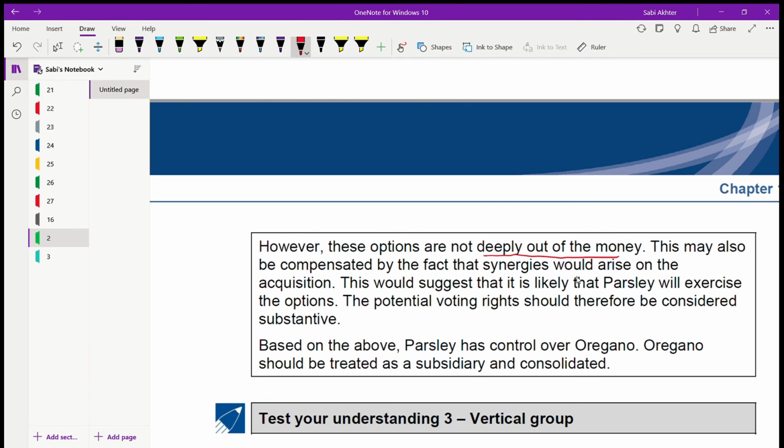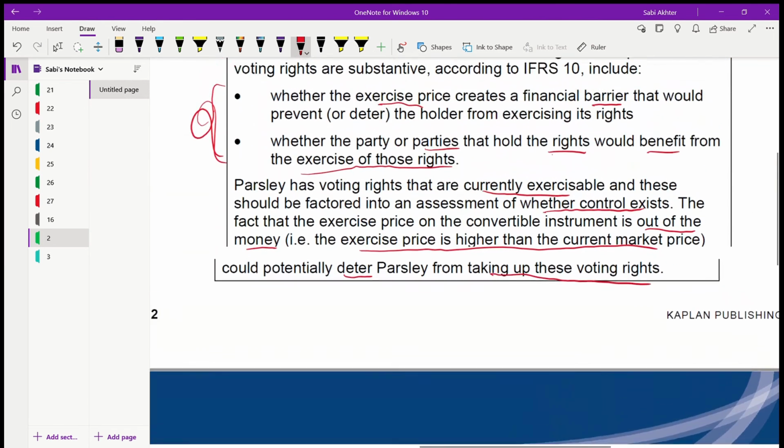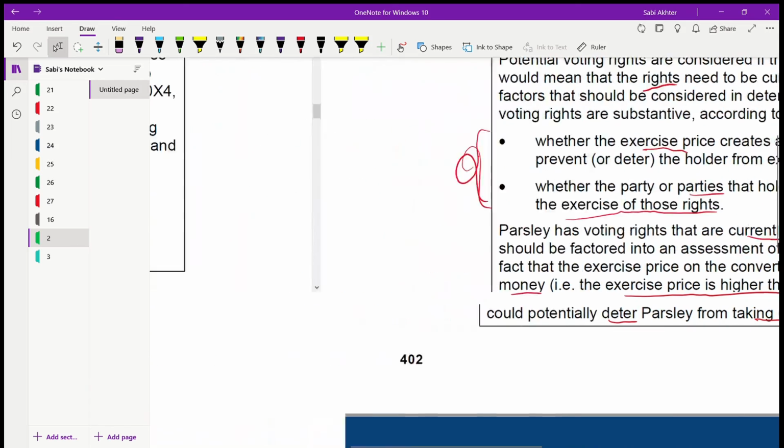This may also be compensated by the fact that synergies would arise on the acquisition, right? Because synergies are the benefits, so even if the option is deeply out of the money, because you are going to get the benefit from the synergy, that will compensate for it. They will compensate each other out. So this would suggest that it is likely that Pursley will exercise the option because synergy benefits are there. So the potential voting rights will be considered substantive. So based on the above, Pursley will have control over Aragado, and they should be treated as a subsidiary and hence consolidated.